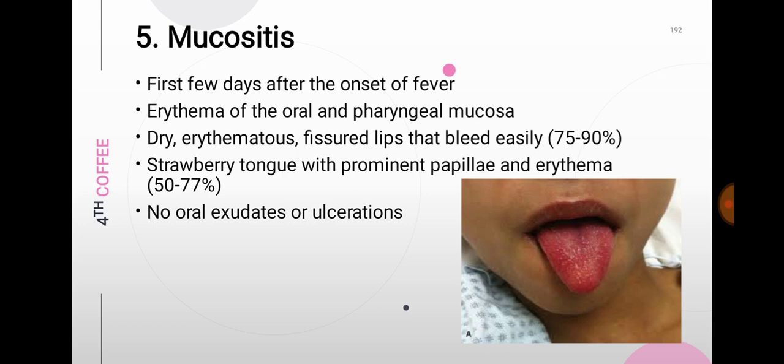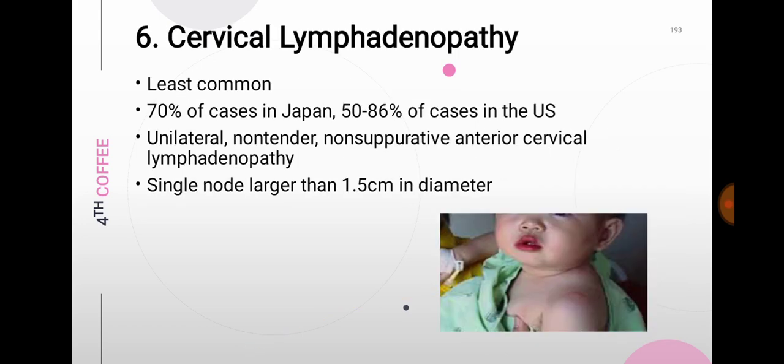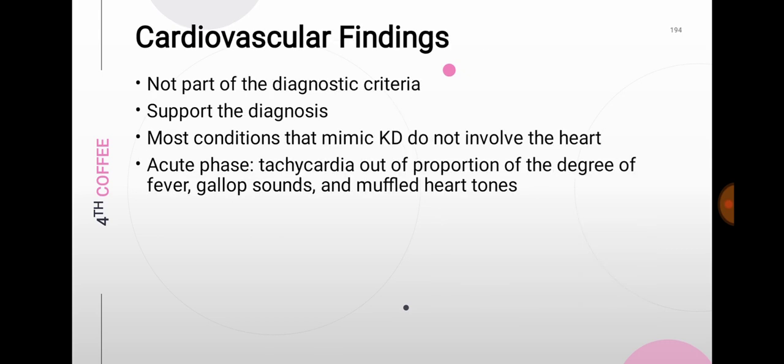Okay? So cardiovascular findings are not part of your diagnostic criteria, but cardiovascular problems are the most dreaded complication of Kawasaki disease. In the acute phase, you have tachycardia out of proportion to your fever, and then you have gallop sounds and muffled heart sounds. So this would aid you in the diagnosis of Kawasaki disease.